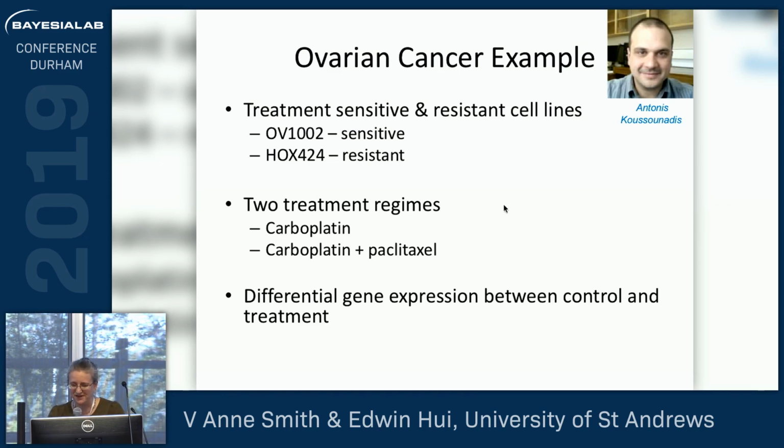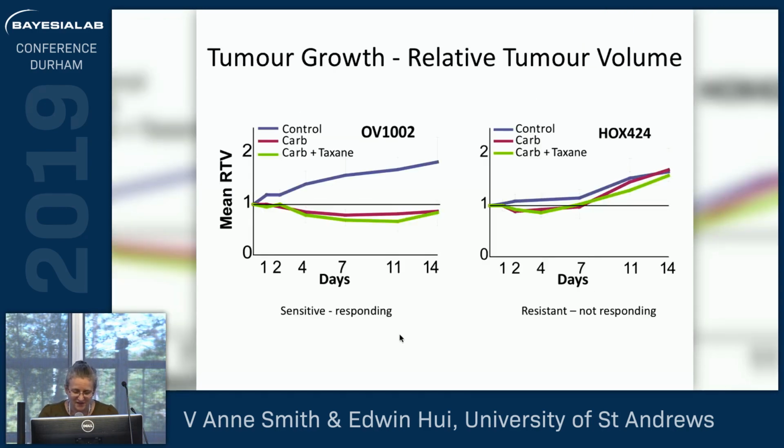This work was done by my postdoc, Antonis, where we had different cell lines. The OV cell line was sensitive to cancer drugs, whereas the HOX was resistant. And then we had some treatment regimes where we gave them drugs and controls where they didn't have it. And then we looked at differential gene expression between these two treatments. And this slide just shows you that, it's true, the OVs, when you gave them drugs, this is mean relative tumor volume, they didn't tend to grow, whereas the control grew, but the HOX, it grew slower, but the drugged samples didn't actually have any reduction in growth.